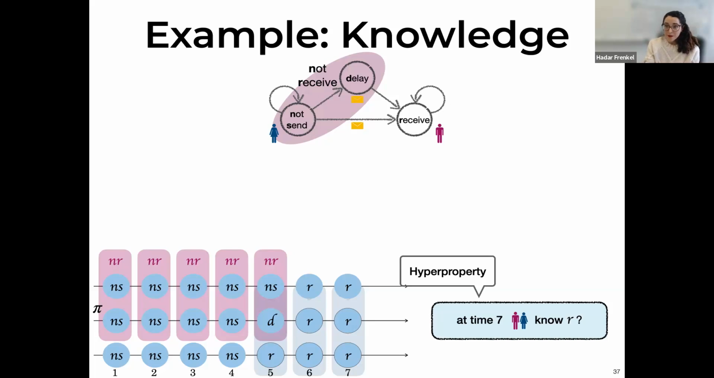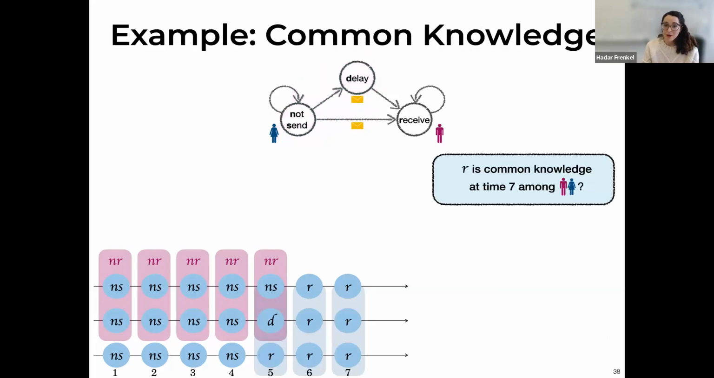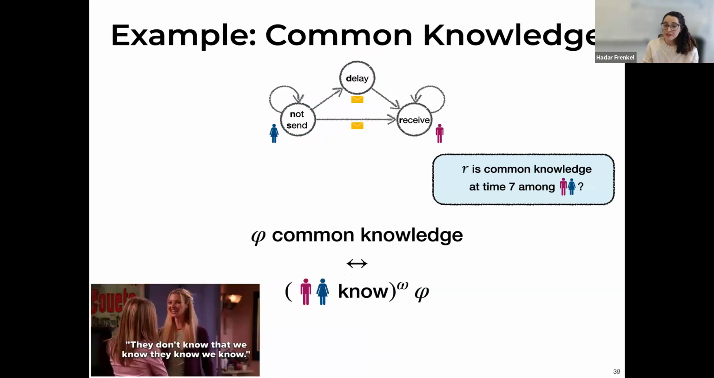And now I want to ask whether it is common knowledge among the two agents that the message is received at time 0.7. So first of all, what is common knowledge? Formally, the definition of common knowledge is that both agents know that both agents know that, until infinity. So we just infinitely repeat this. And to express common knowledge, we would like to write infinite formulas, but we can't.